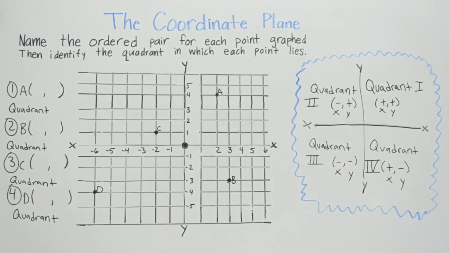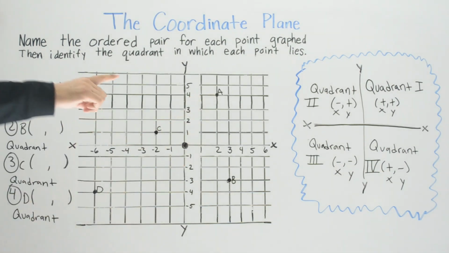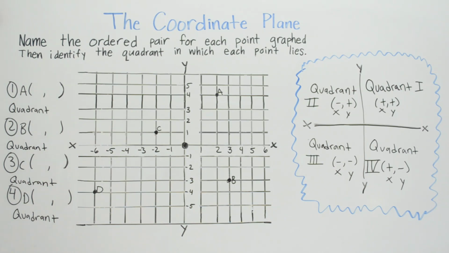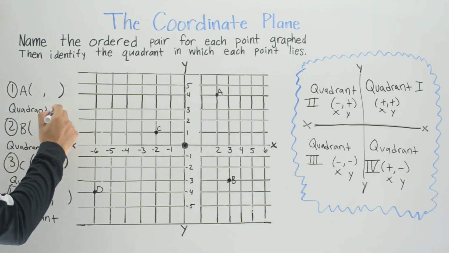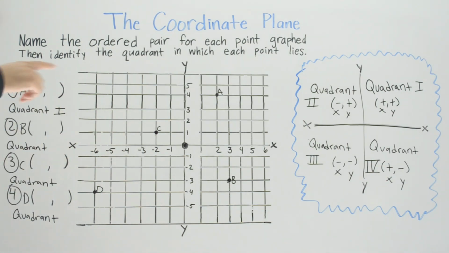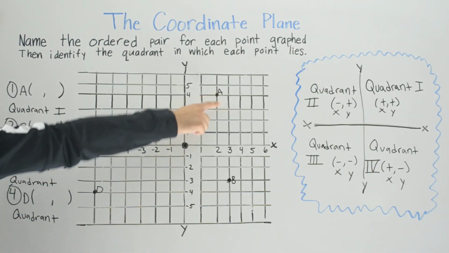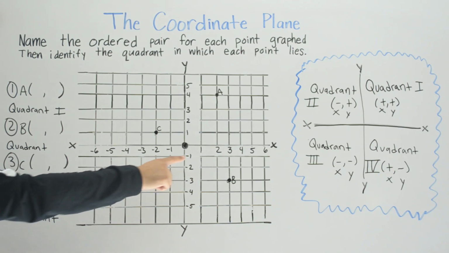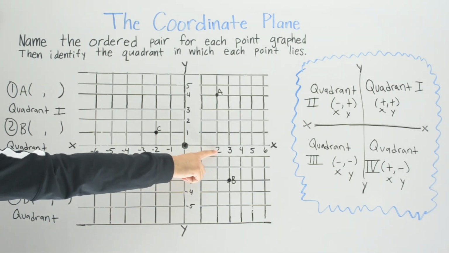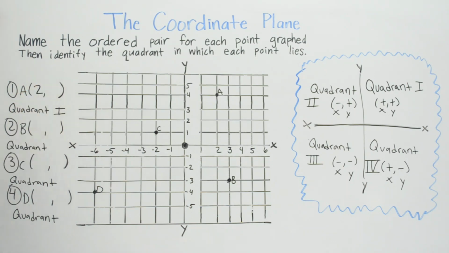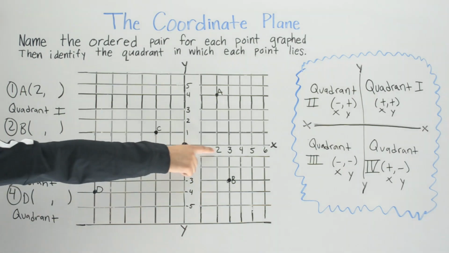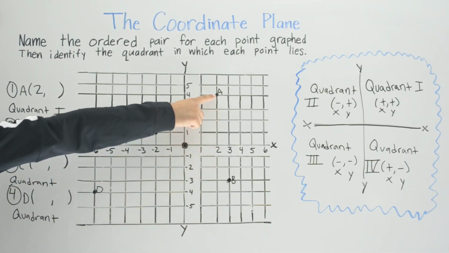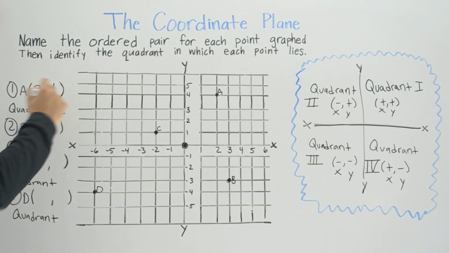So we're going to start with number 1. We have A, and we're just going to look on the graph where A is and follow the rules. Right away, we know that it's in quadrant 1, so we're going to put quadrant 1. Then we look for A, and we found A here. So we look for X, and our X is going to be 2. So we put 2 here. And then we look for Y. We go up 1, 2, 3, and it's 4. So our Y is going to be 4.